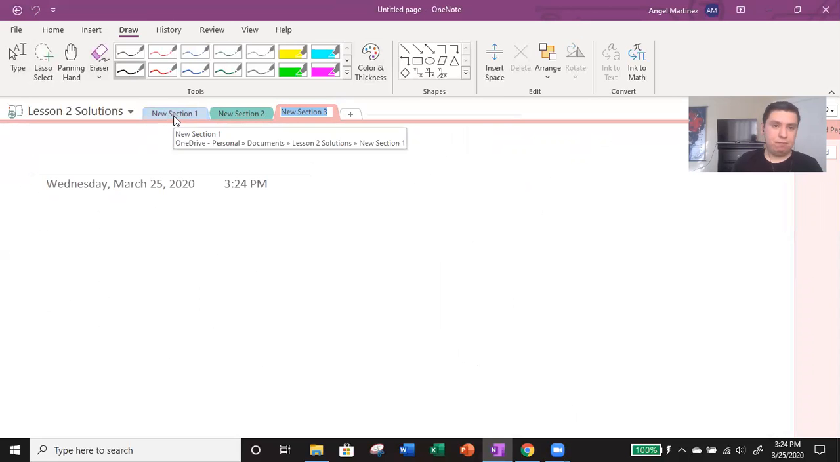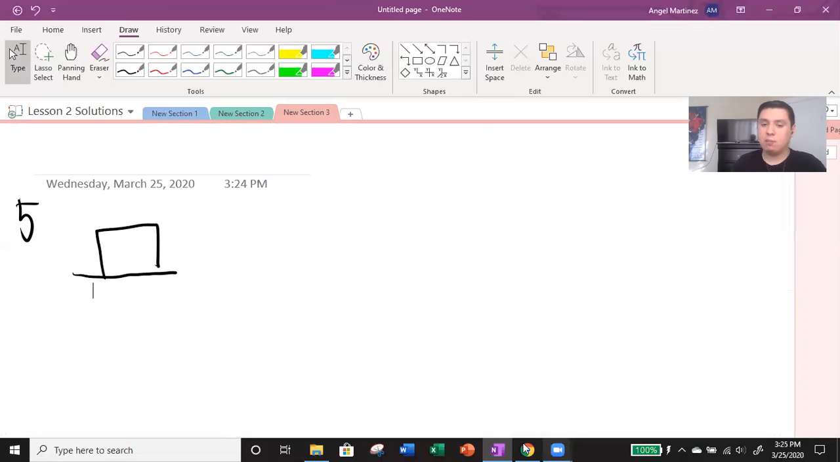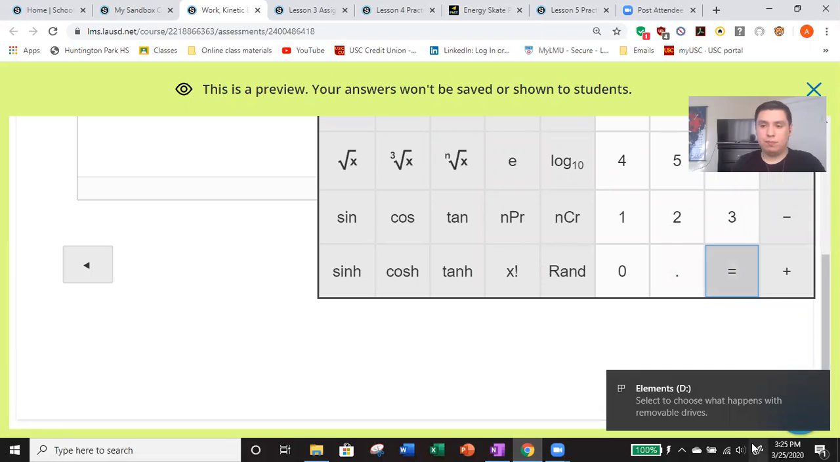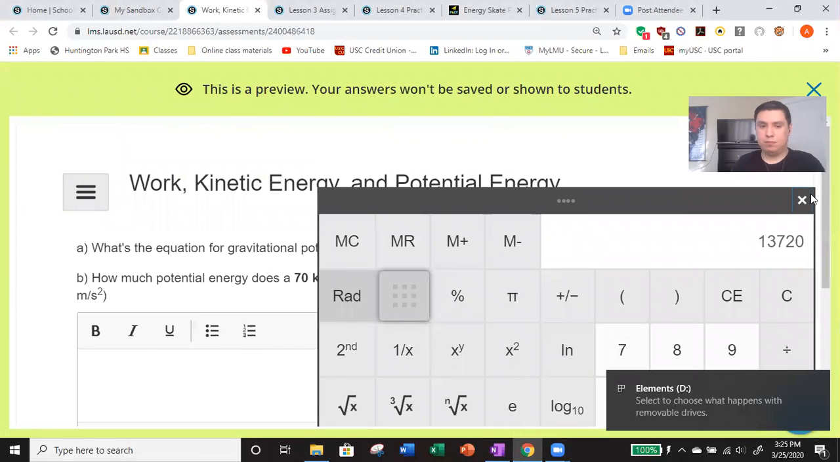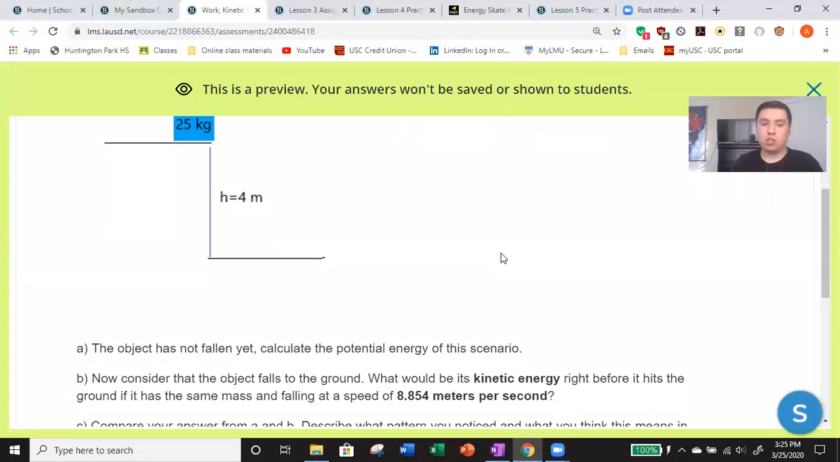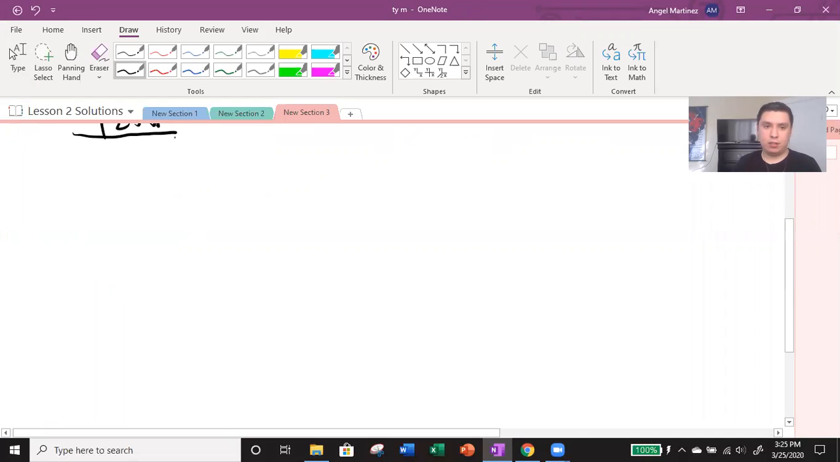Number 5 was the hardest one. And let me actually draw that out for you. I remember this one. There was this block, and I believe it's going to be 25 kilograms. Yeah, 25 kilograms, 4 meters. Let's talk about A. So that's going to be our M. Then there's a height. H equals 4 meters.